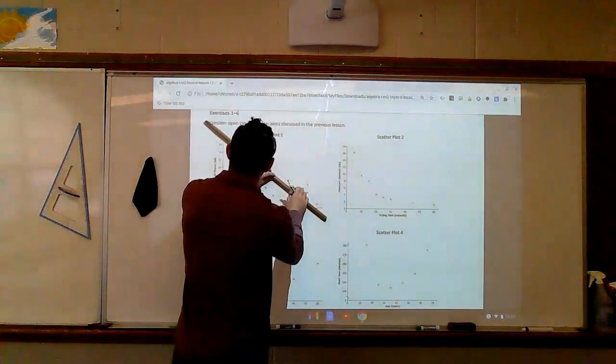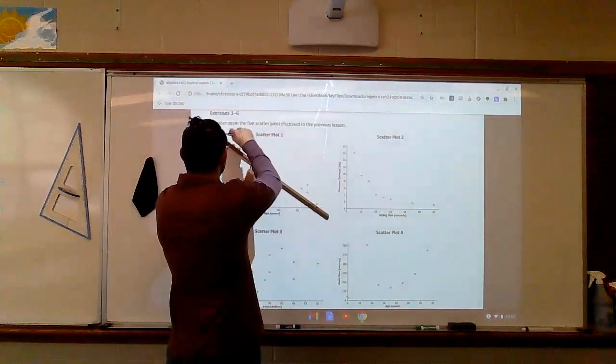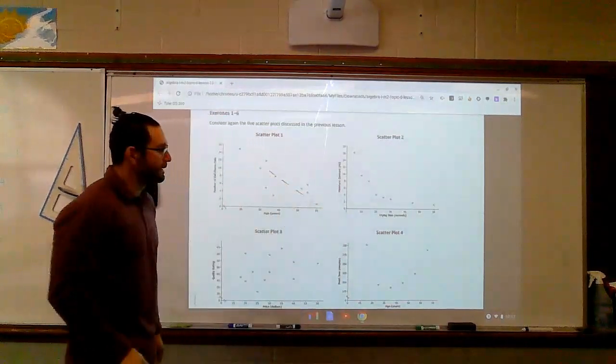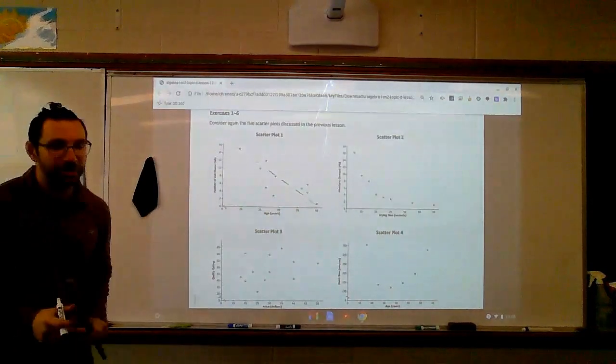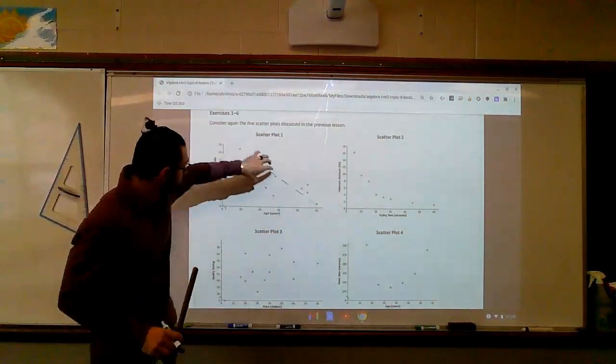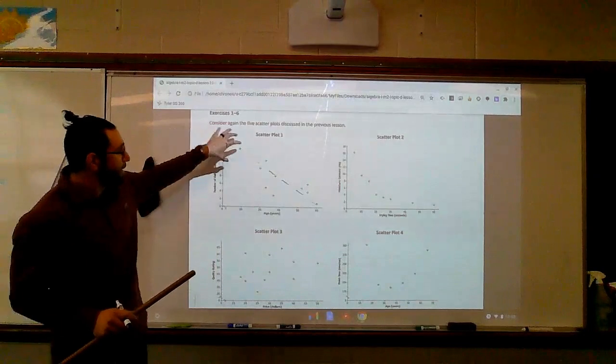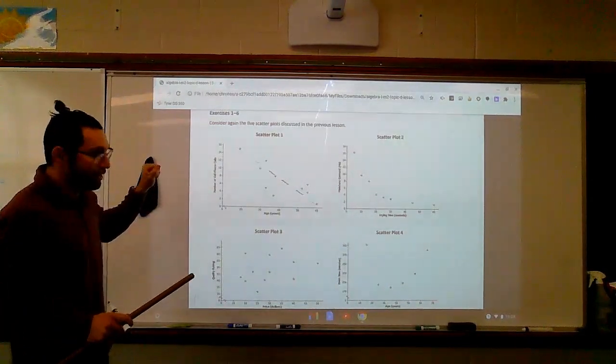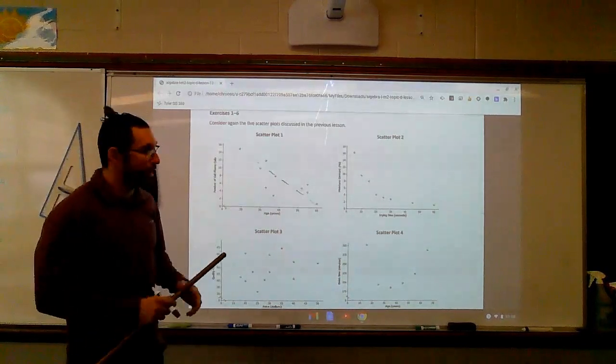This relationship is most of these points, as x increases, y decreases. Does it appear to be linear? Yeah, for the most part, those points are staying right around that line. This is a linear pattern that has a negative correlation.